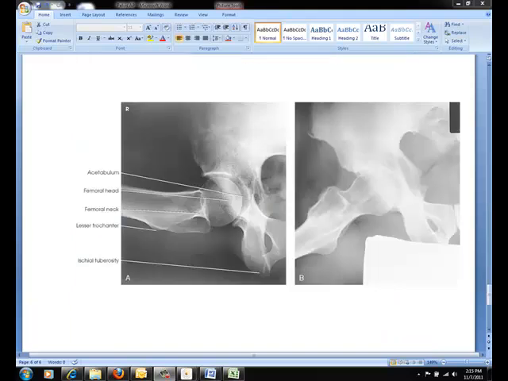The resulting image shows a true lateral projection of the hip, including the acetabulum, the proximal end of the femur, and the relationship between the femoral head and the acetabulum.